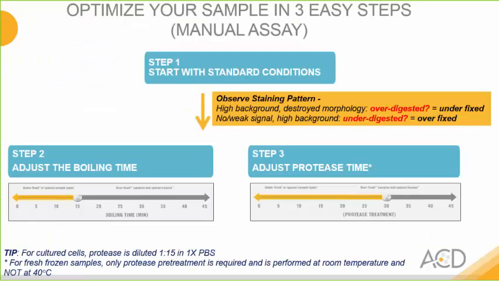Okay, so in summary, we recommend to begin with standard conditions, and then you can observe the signal intensity and then background. If you see high background and destroyed morphology, or if you see weak signal and high background, then you can adjust the pretreatment conditions accordingly.